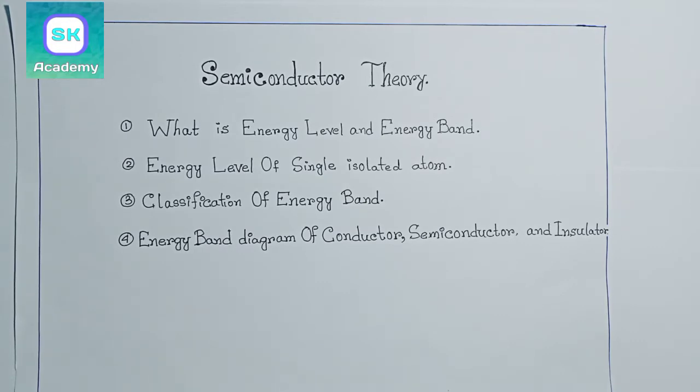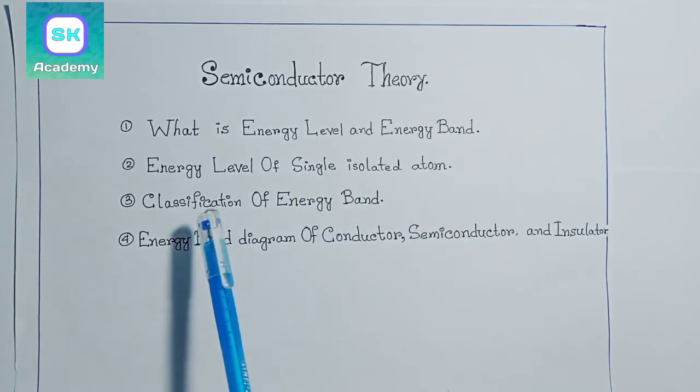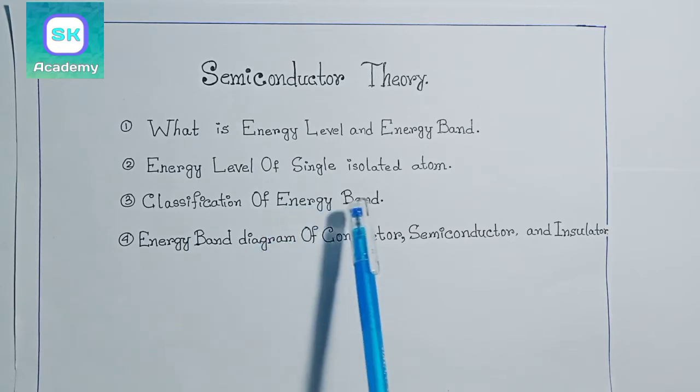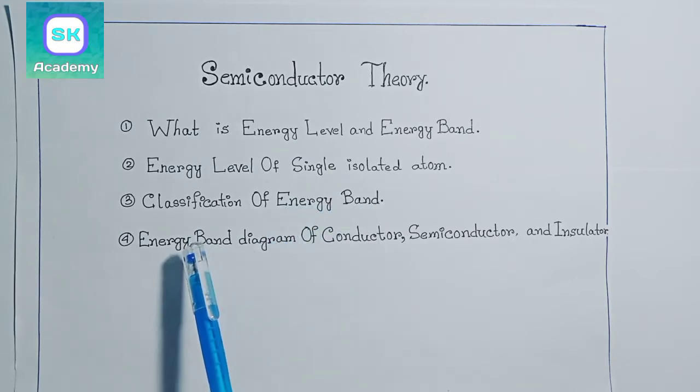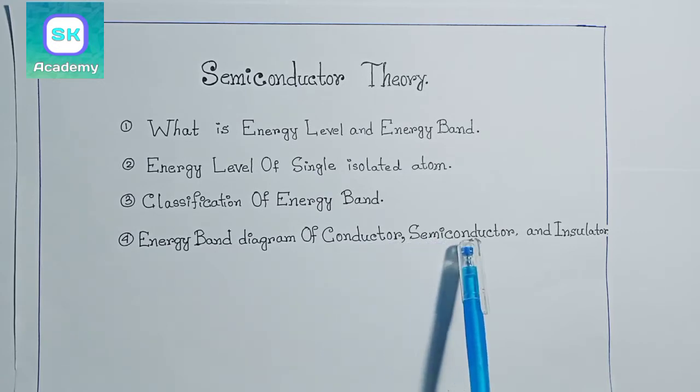In semiconductor theory, we are going to discuss what is energy level and energy band, energy level of a single isolated atom, classifications of energy band, and lastly energy band diagram of conductor, semiconductor and insulator.